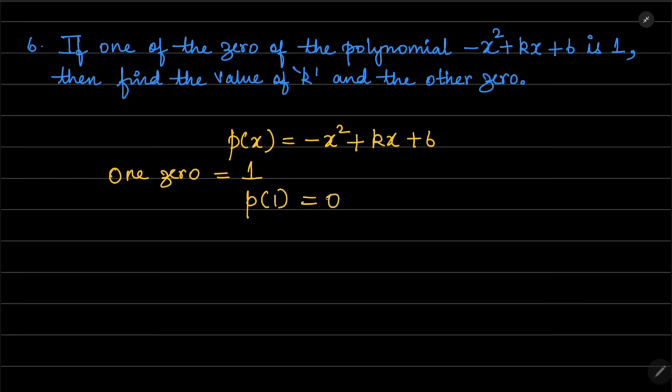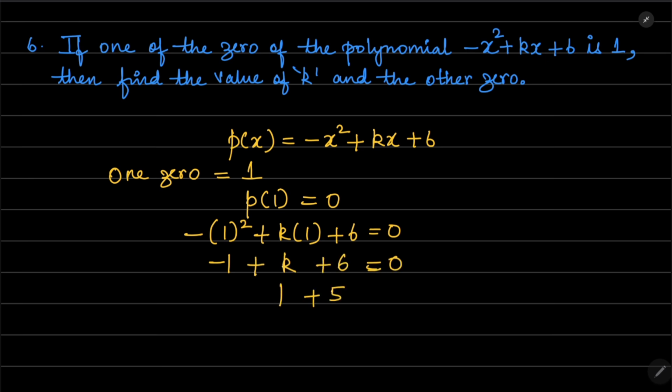P of 1 is equal to 0. So minus of x, in place of x you have to put 1. Minus 1 square plus k multiplied by 1 plus 6 equal to 0. So you have minus 1. Always remember, there is a minus sign, and in place of x alone you have to put a 1. Okay, so minus 1 plus k plus 6 equal to 0. K plus 5 equal to 0, or k equal to minus 5. So you have found the value of k.